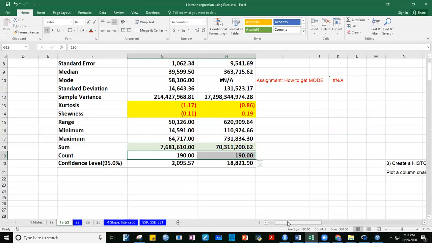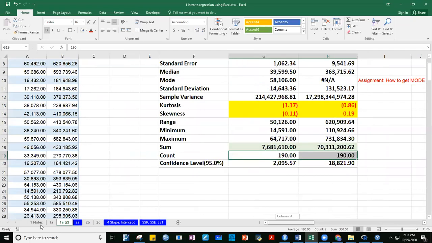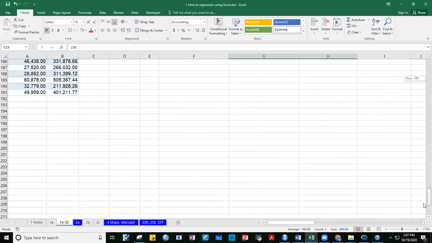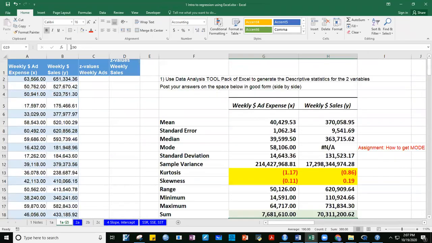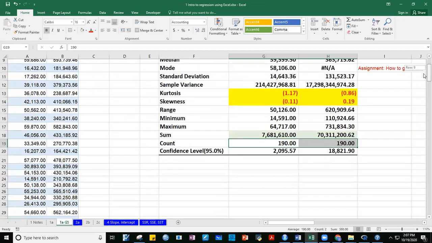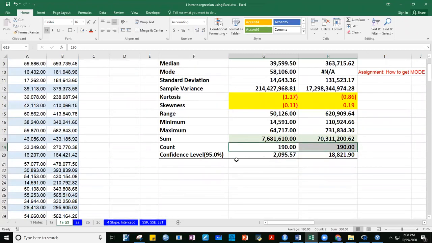Ilan ba yung data set natin? And then 190 lahat yung data natin, no? If you go down, 191 siya, excluding the header, so that's 190. So that's the count. Okay, and then the confidence interval, confidence level, what's this?